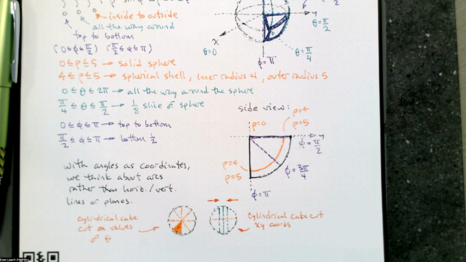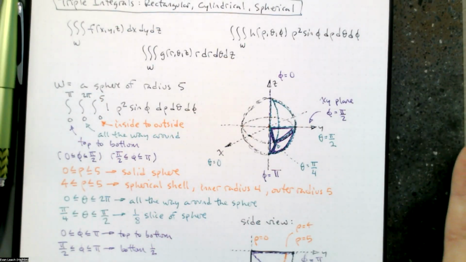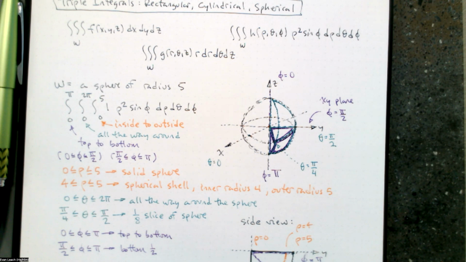That is a great question. What if I take this sphere and cut it flat across the top? So instead of cutting it rho from 4 to 5, I cut z from 4 to 5. All right, so think about that.